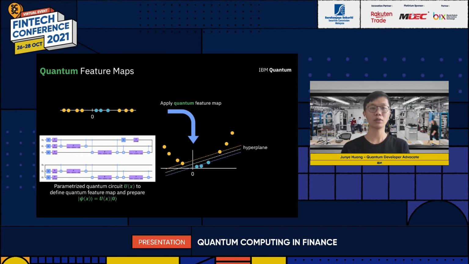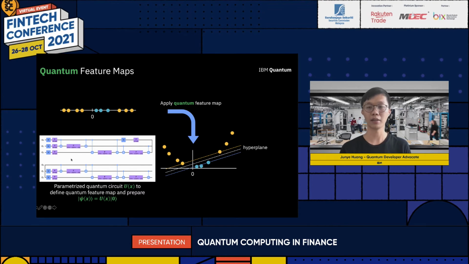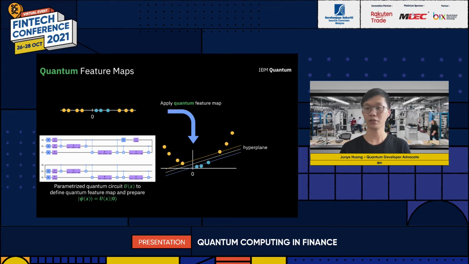These quantum feature maps can actually be expressed as a parameterized quantum circuit, like the quantum circuit that I showed you in the demo. But this circuit has some parameters in it. You can see this P, a phase rotation, has some parameters, and these parameters can be changed, improved, and optimized to get better ones.